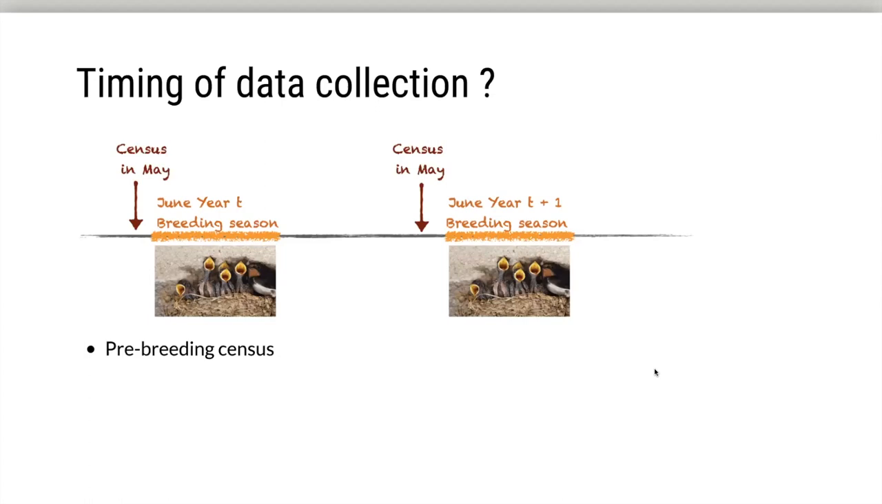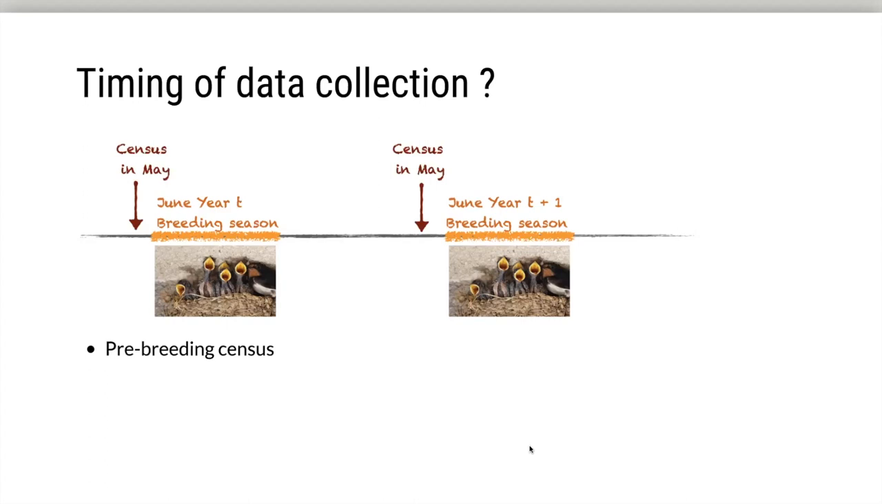That's a very common source of error for beginners when writing a matrix population model, and not only for beginners. There are a lot of mistakes in the literature, in the way that people write their matrix model, because they forget to consider the timing of data collection.